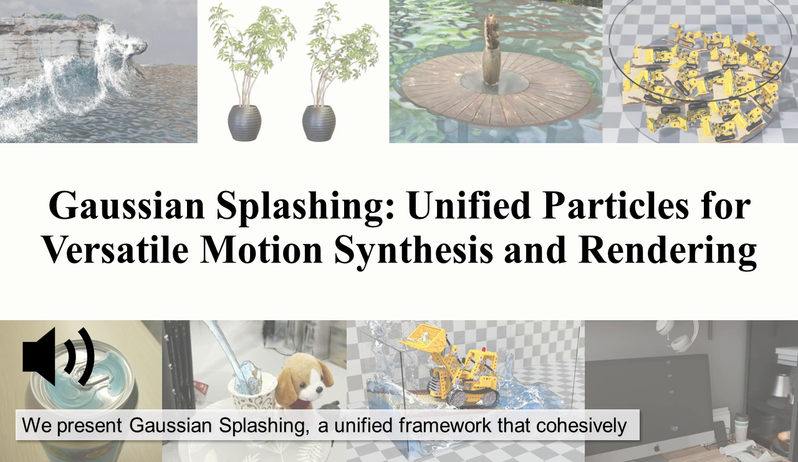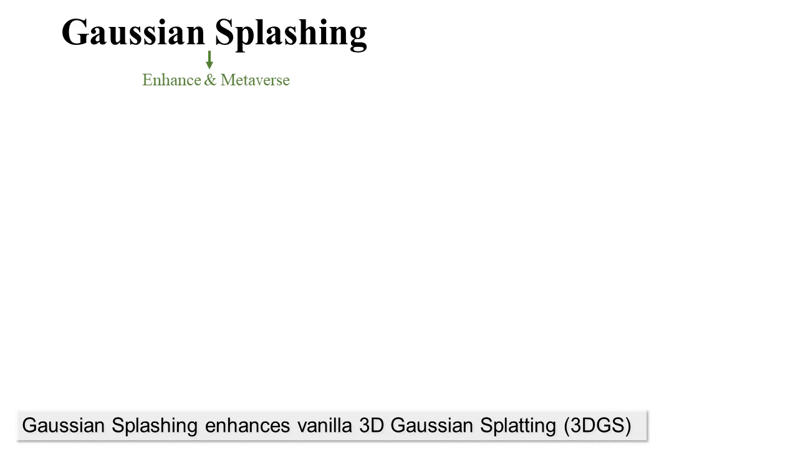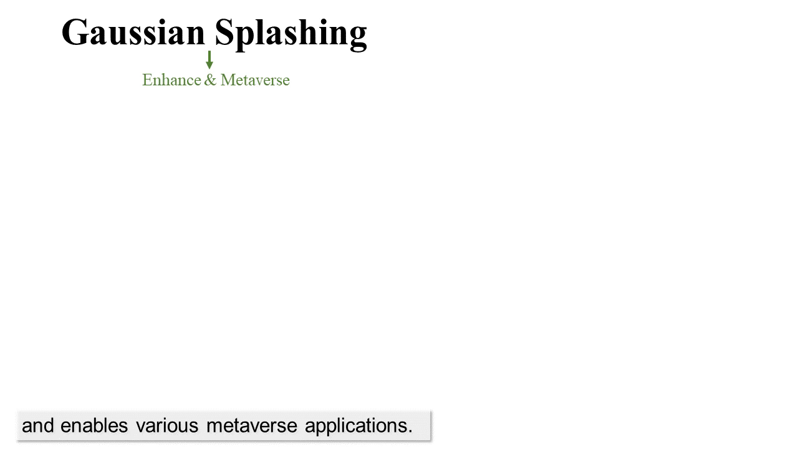We present Gaussian splashing, a unified framework that cohesively manages rendering, view synthesis, and versatile motion synthesis. Gaussian splashing enhances vanilla 3D Gaussian splatting and enables various metaverse applications.